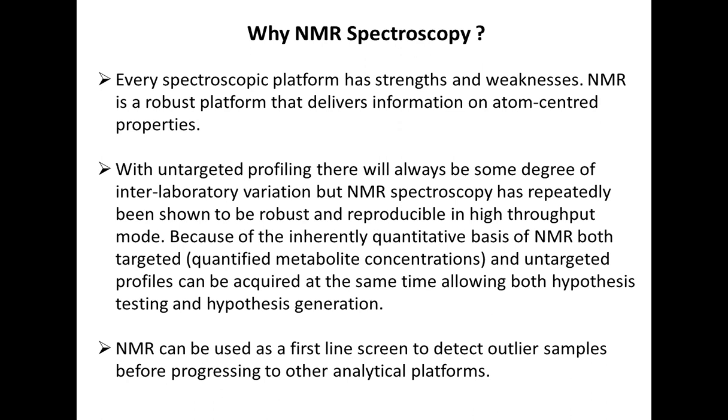We also use NMR as a first-line screen to detect any outlier samples before progressing onto other analytical platforms. So even if we're going to carry out both NMR and mass spec, what we would do is first run the samples through NMR just to make sure that the sample isn't an outlier, and by doing this you cut down on samples that would really contain high lipids or high proteins and would damage a mass spec column.